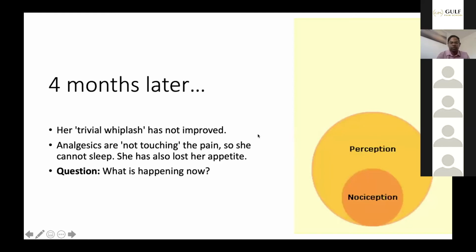So now let's fast forward to 4 months later. Her trivial whiplash is still there. She still has pain. By 4 months, she's still taking painkillers, paracetamol, ibuprofen, a couple of other drugs, but she's saying the pain medications are not touching the pain. She cannot sleep. She has lost her appetite. So what type of pain is this now, broadly speaking? Chronic now? Yep. So of course it's chronic pain now. The patient has had a nociceptive injury, and perception has changed. She's not able to sleep. She's not able to have a proper appetite. So she's got chronic pain now.